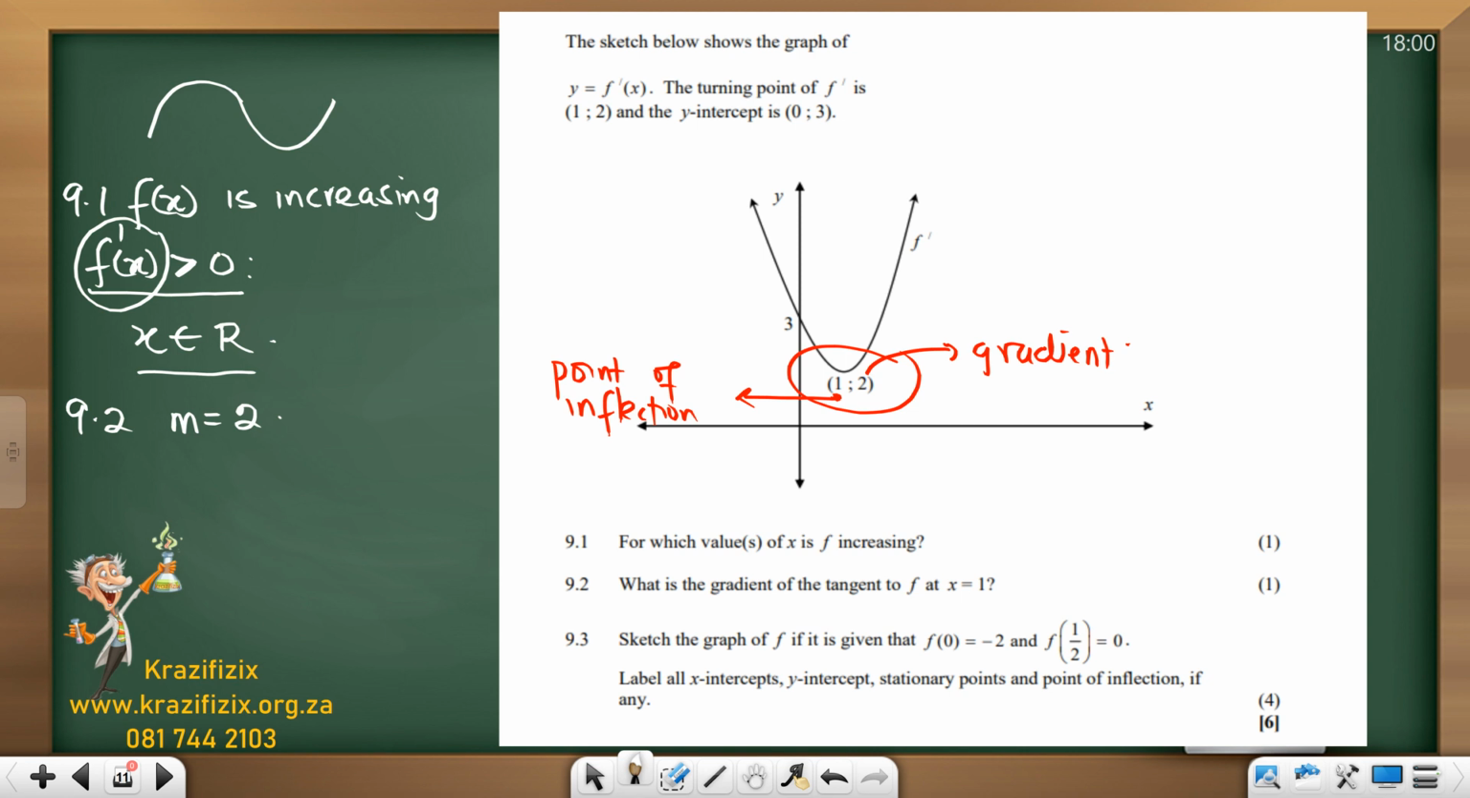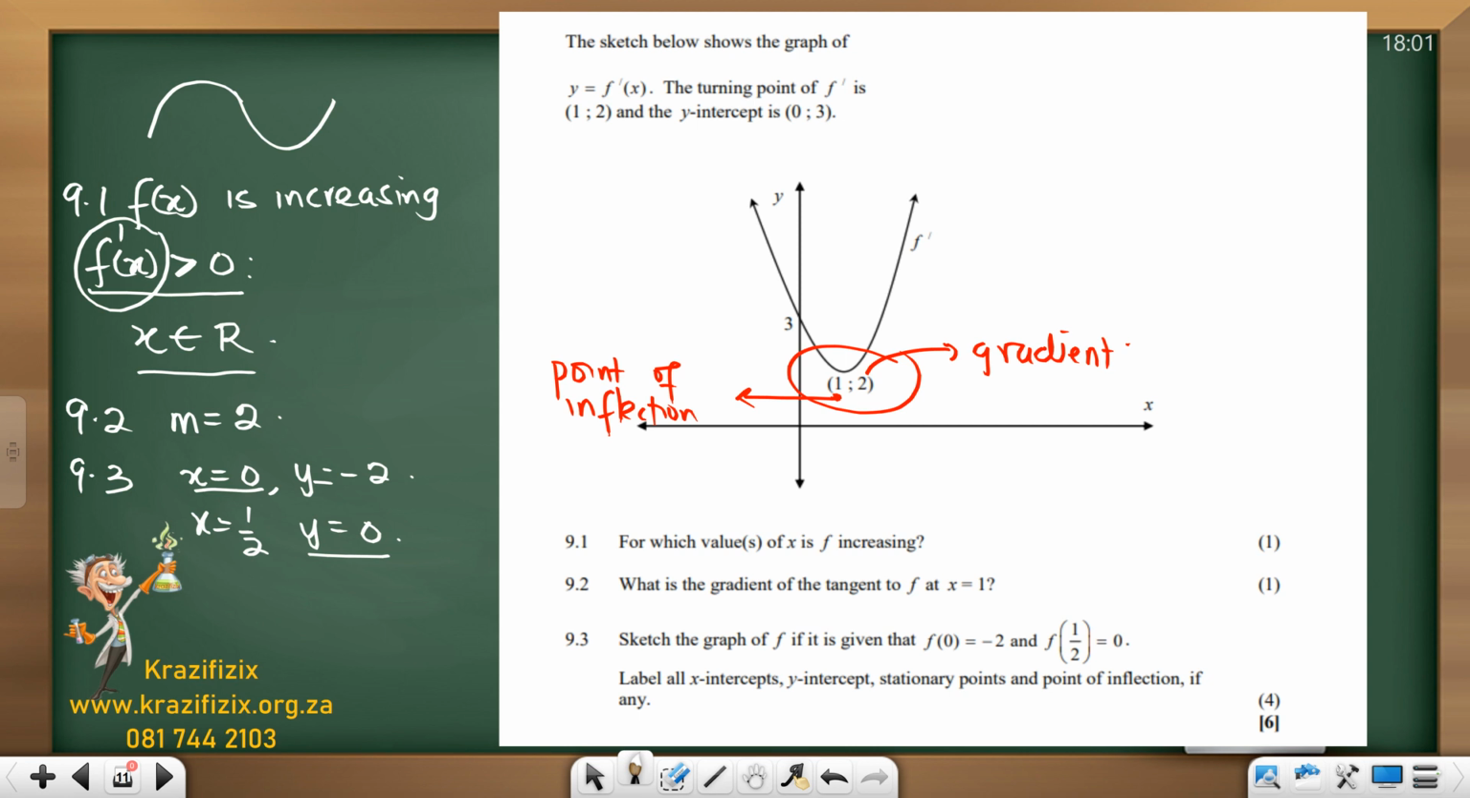Take note. Sketch the graph of f if it is given that f... okay, what does that mean? When we write f of 0 equals to negative 2. 9.3. They are telling us that when x equals to 0, y equals to what? Negative 2. When x equals to what? Half, y equals to what? And you know that these two are important languages that we use. When x equals to 0, what are we referring to? Y-intercept. When y equals to 0, x-intercept. Are we together? All right.